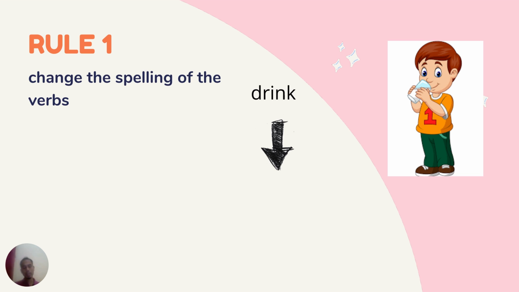Next, the second example is drink. The word drink also falls under rule number one, where the change in the spelling of the words occurs. If you want to change the word drink into past tense form, you have to change the spelling. The answer is drank. Notice the change of the spelling from drink to drank. You have to listen carefully, class, because this is quite confusing for you.